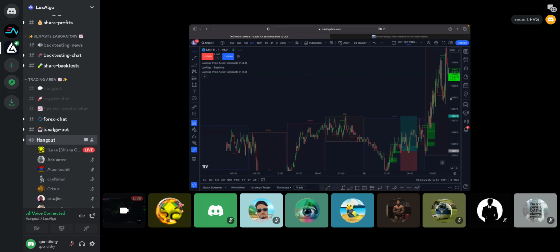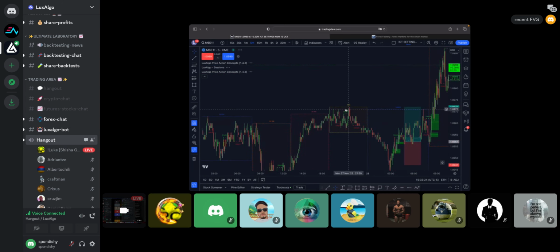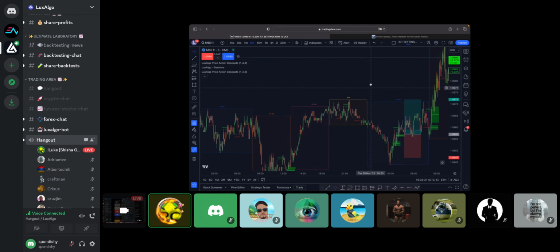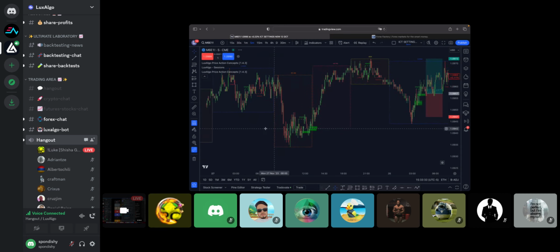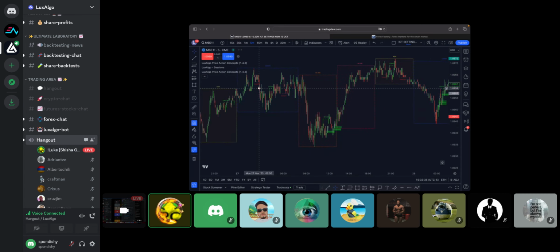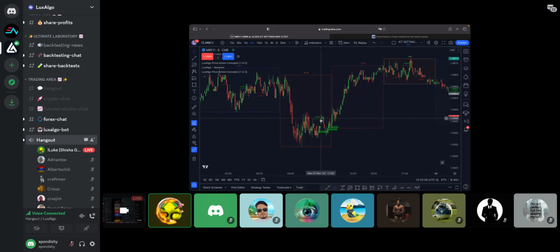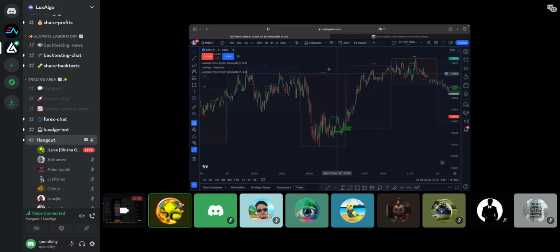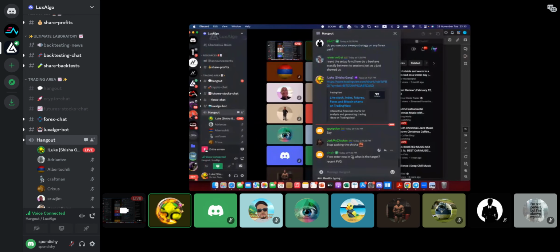Likewise here. Sweep, CHOCH, we enter here. London, we swept previous session London here. I don't know why the candles are weird, I think because I'm on futures. We got CHOCH, FVG, and then we target previous session high, which is London.